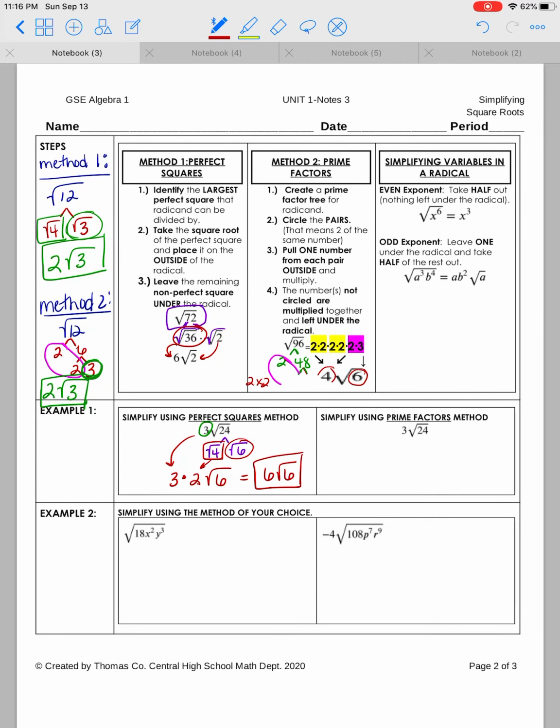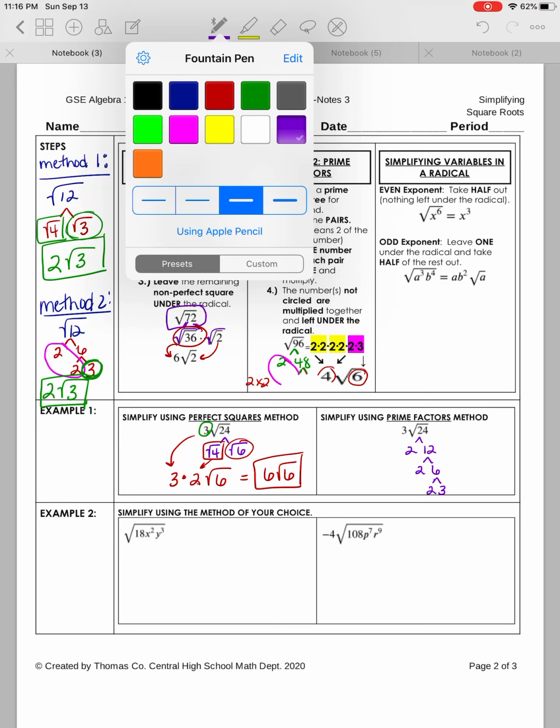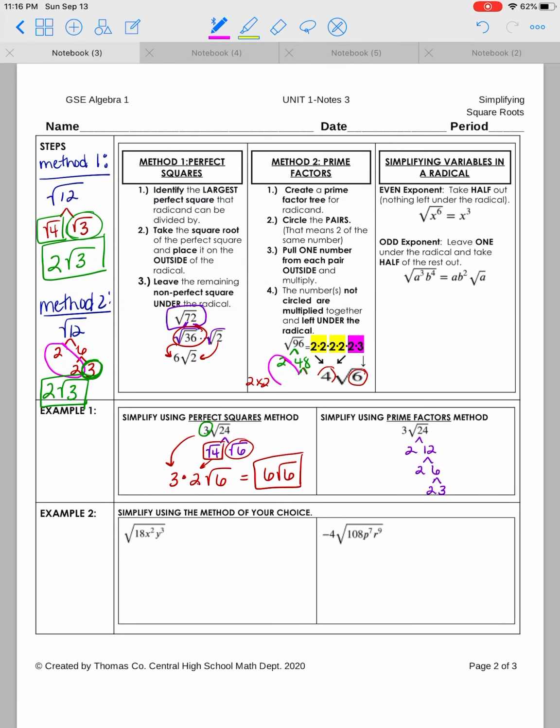Now, let's simplify using the second method with my prime factors. So I still have to be careful with this 3 out there. Okay, someone tell me a number that goes into 24. Let's do 2 and 12. 2 times 12. Okay, a number that goes into 12: 2 times 6. And then I'm going to break down the 6: 2 times 3. Now, I'm going to find my pairs. So I only have one set of pairs here, the 2 and the 2. So this 3 is going to come out.